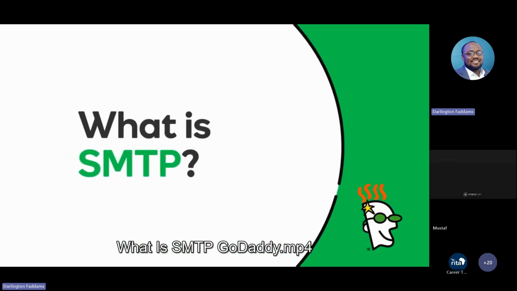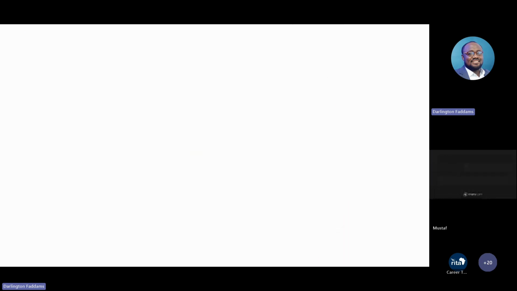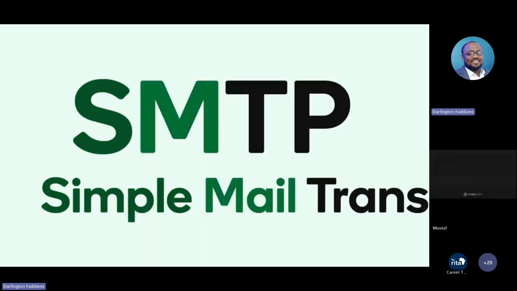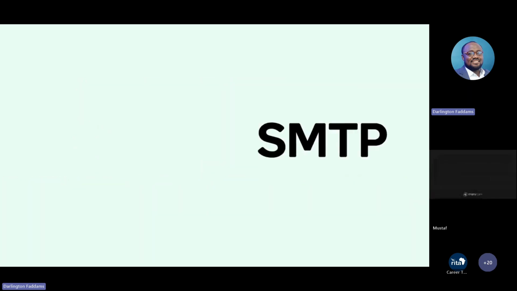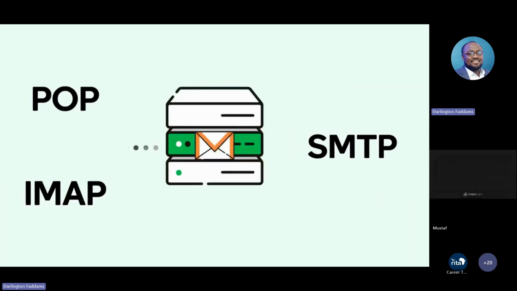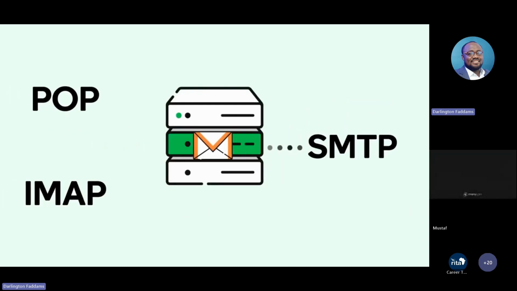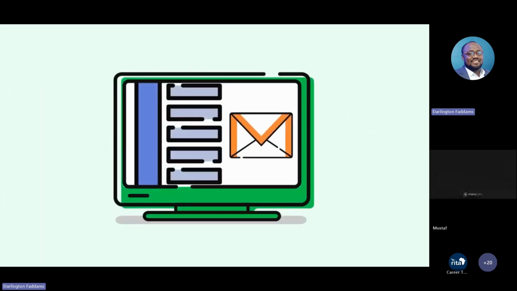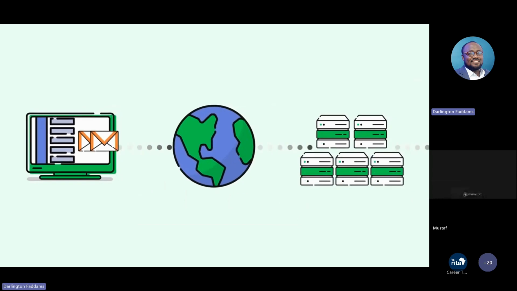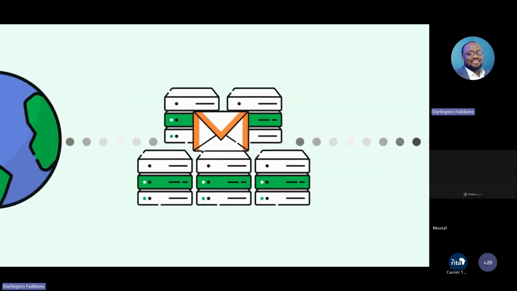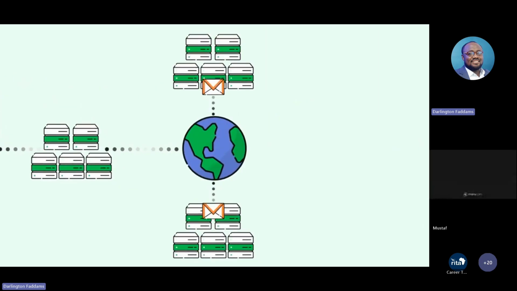Hi there. In this video, you'll learn what SMTP is and how it works. SMTP stands for Simple Mail Transfer Protocol. While POP and IMAP are protocols that allow you to retrieve email from a mail server, SMTP is the protocol that allows you to send email to a mail server. Specifically, the SMTP protocol is used to send email from an email client to your email provider's mail server and to send email between two mail servers on the internet.